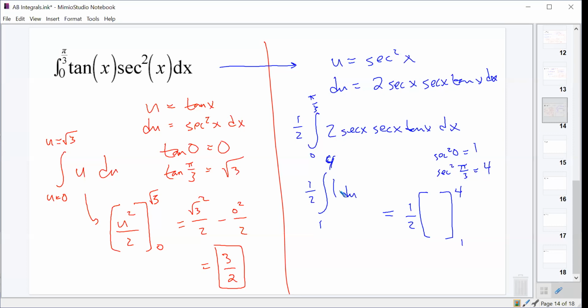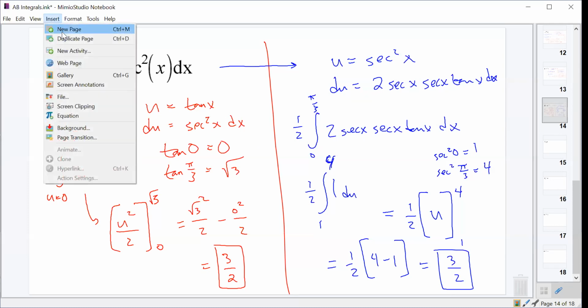What's the integral of 1? U. It'd just be u. And so what do we get here? We get 1/2 times 4 minus 1. Well, what does that equal? 3/2. Should be 3/2. Okay, now the good news is today we have lots of time.